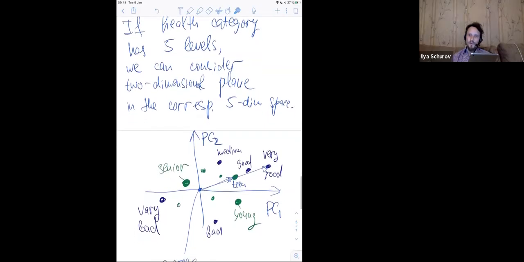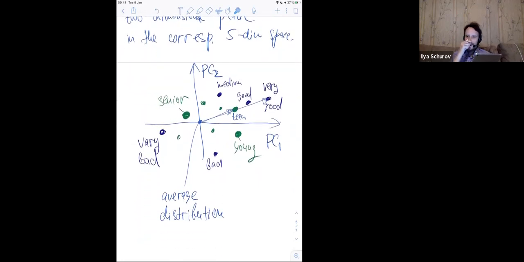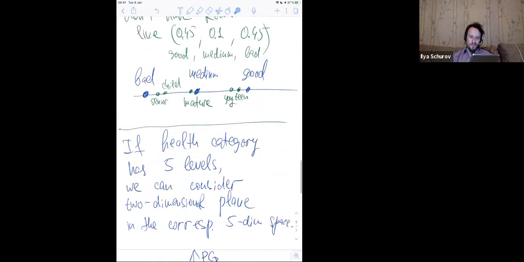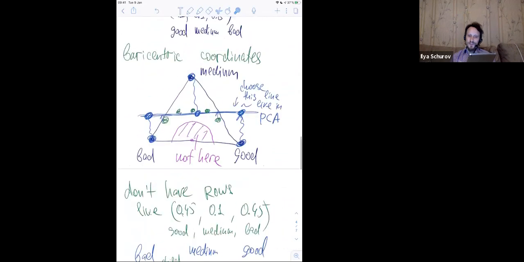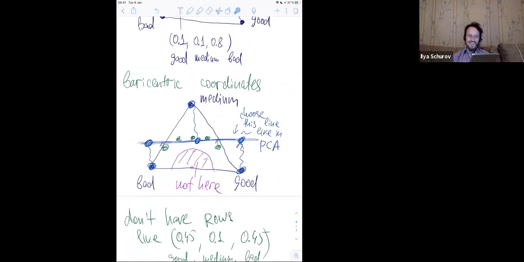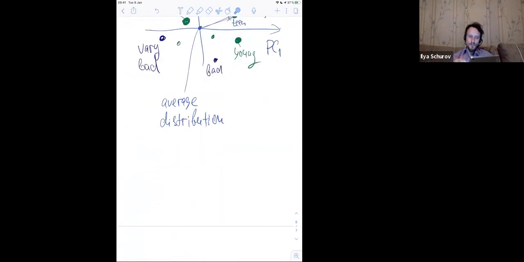Okay. Probably we can consider a categorical variable, like how much did you understand, and probably we can do some correspondence analysis for this data. Also, it is possible to consider several categorical variables. Now we consider only two categorical variables. It is possible to consider several.